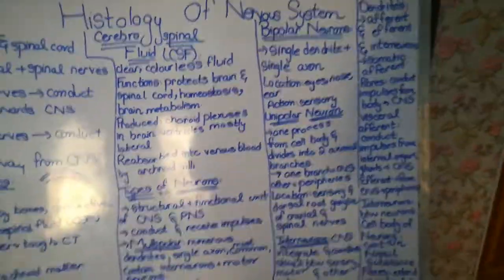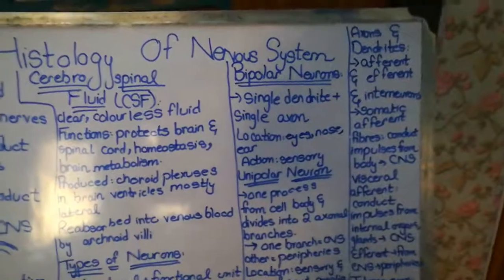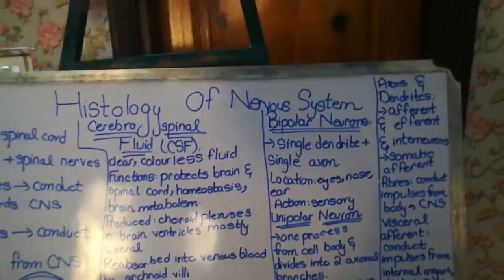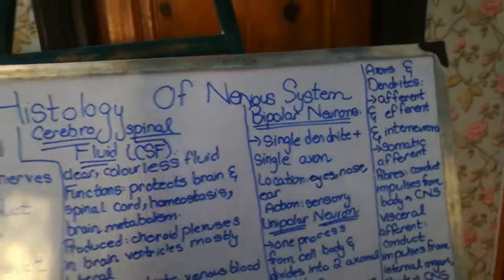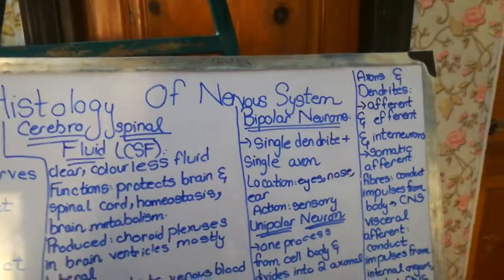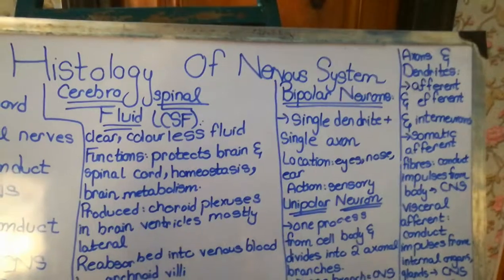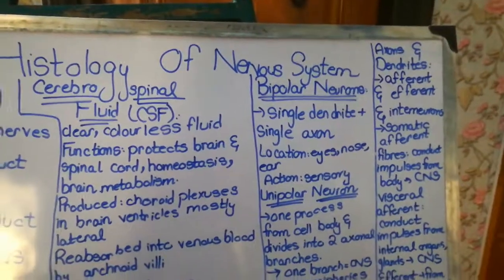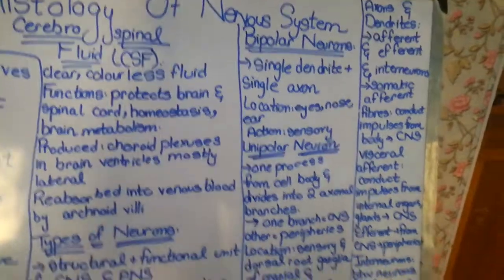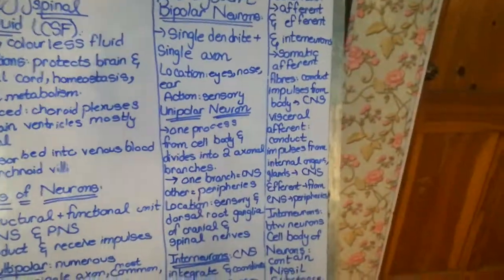And then you have the unipolar neurons, which consist of a single process which passes from the cell body of the neuron, and then they divide into two axonal branches. One of those axonal branches goes to the central nervous system, and the other goes towards the periphery. They are present in your sensory root ganglion and the dorsal root ganglion of your spinal nerves. Then you have the interneurons that are present between the sensory and the motor neuron.